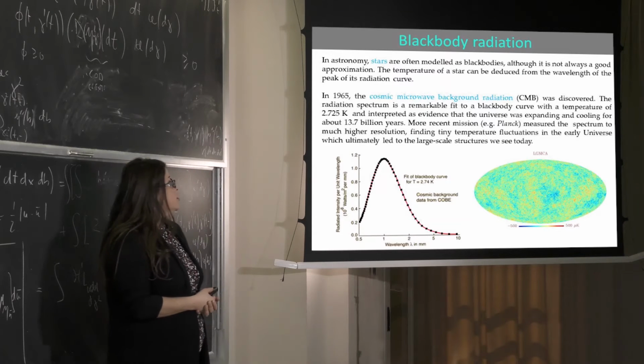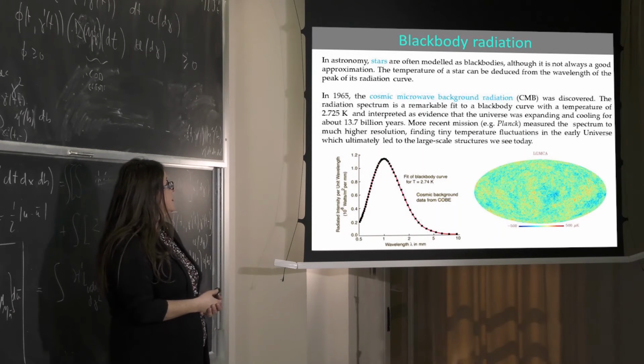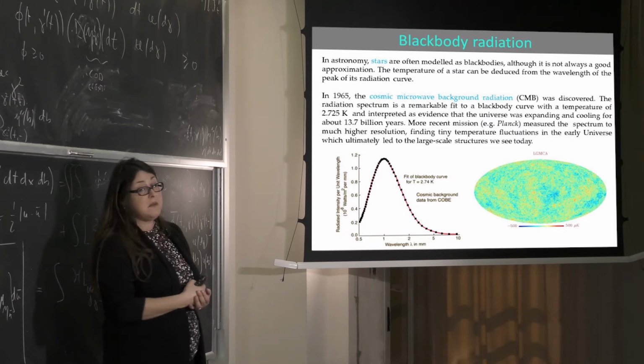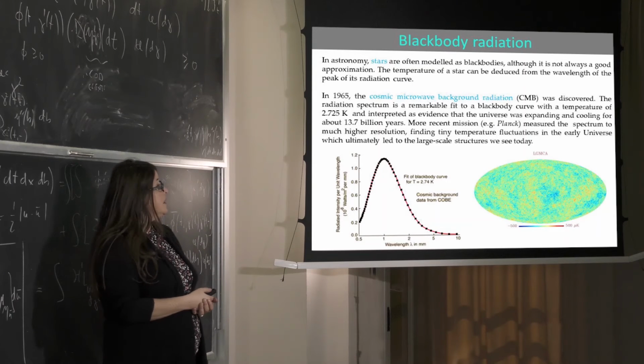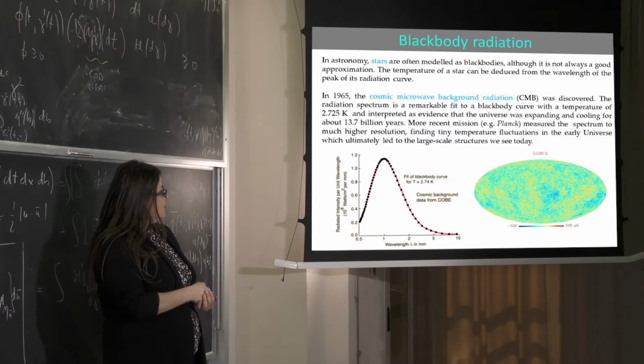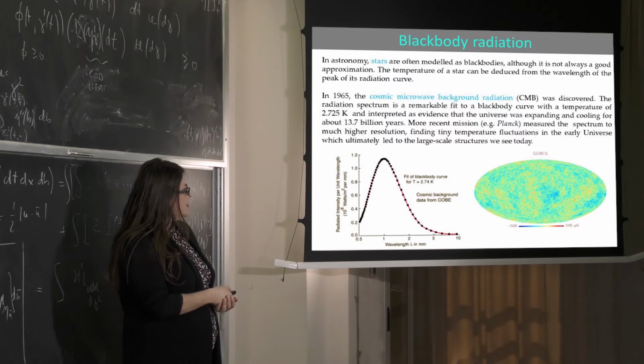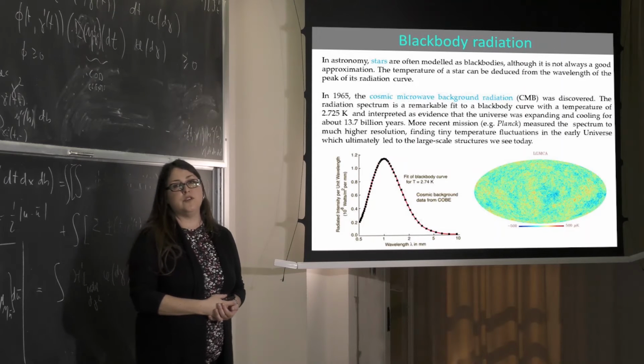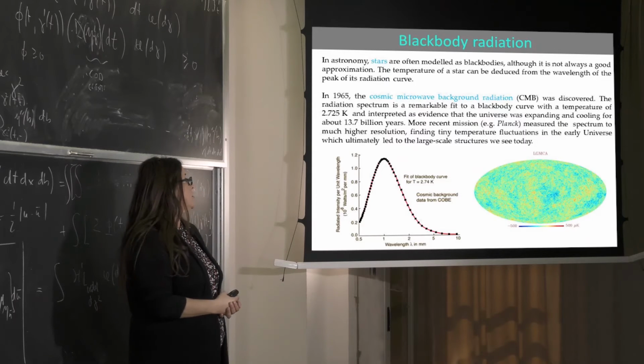This black body radiation was discovered in the 60s, and it is a remarkable fit to a black body with a temperature of 2.725 Kelvin. If you compare the theoretical curve of a black body spectrum with the data collected by the satellite COBE, you see this remarkable fit. Okay? So also here you can see a map of the cosmic microwave background radiation.